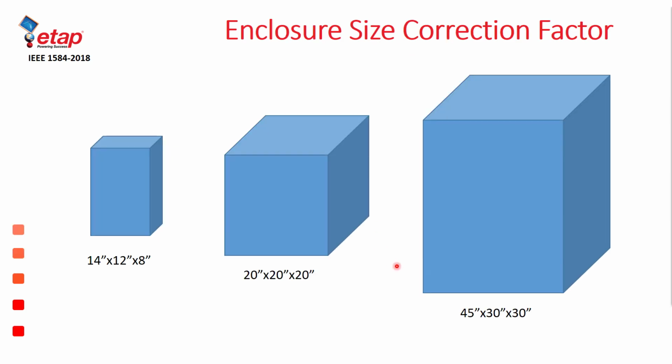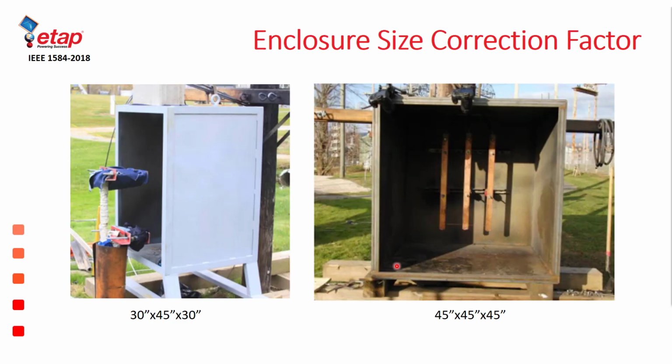Of course, we know that the IEEE 1584-2002 model was based on three different box sizes. And we now know that the 2018 model is based on three plus another three box sizes or enclosure sizes, which makes it a total of six sizes available. Here's an example of two larger box sizes, a 30 by 45 by 30 inch enclosure, where the first parameter is the height, next one is the width, and then last one is the depth.